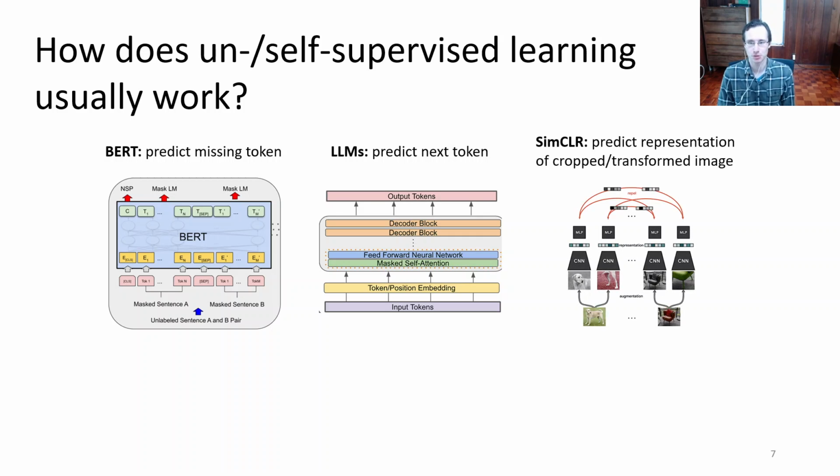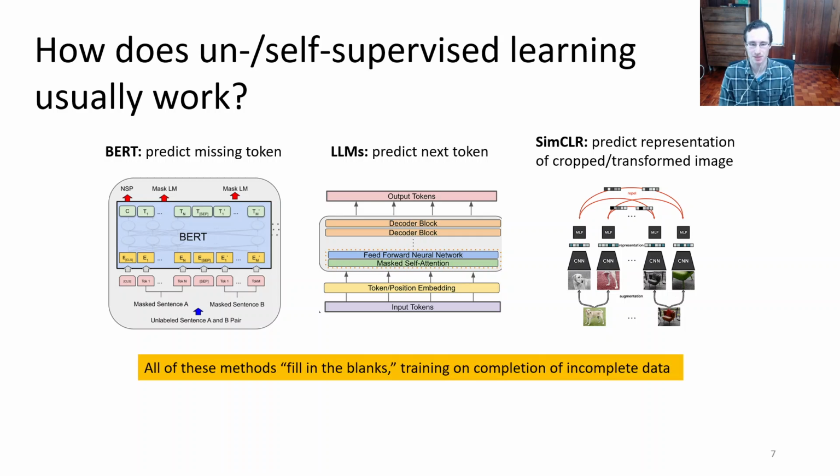Computer vision representation learning methods like SimCLR predict representations of images after they've undergone some transformation. So they predict representations of cropped or transformed images. In all these cases, all these methods are essentially removing some piece of the data and then filling it back in again. So BERT removes a token in the middle and then fills it back in. Language models remove the next token and then fill it back in. SimCLR transforms the image and then predicts the transformation. So it applies some kind of distortion and then figures out how to undo that.